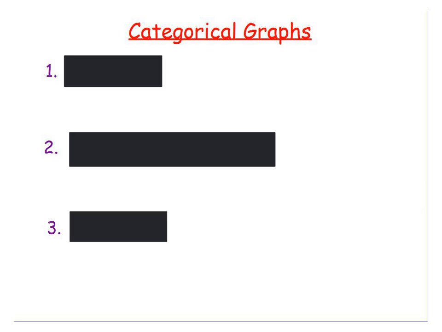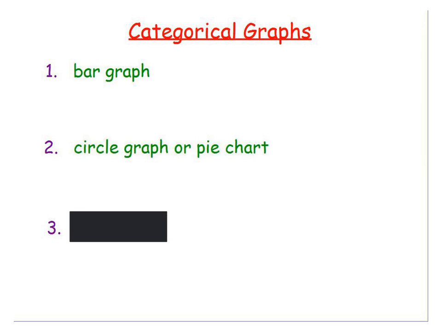There are three main types of categorical graphs. The first one is a bar graph. Second one is a circle graph, also known as a pie chart. And the third one is a line graph. Throughout the course of this chapter, we're going to go into greater depth about each one of these.